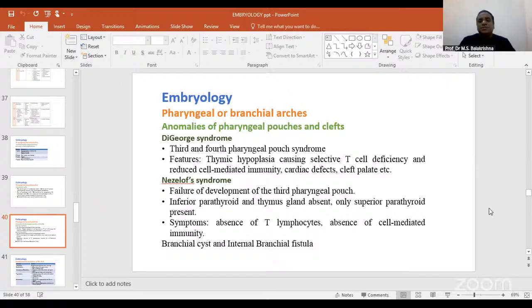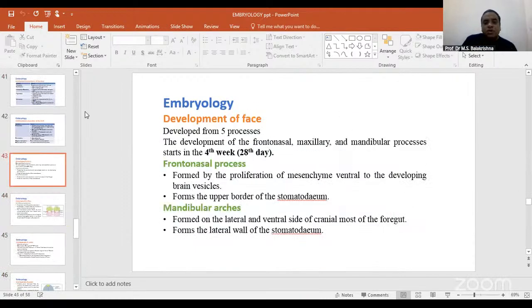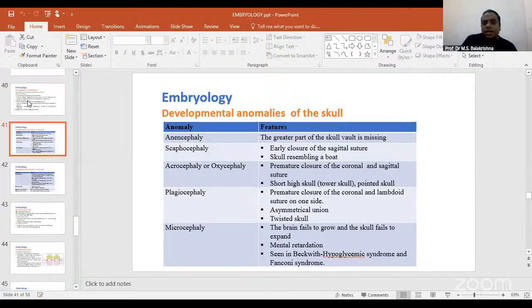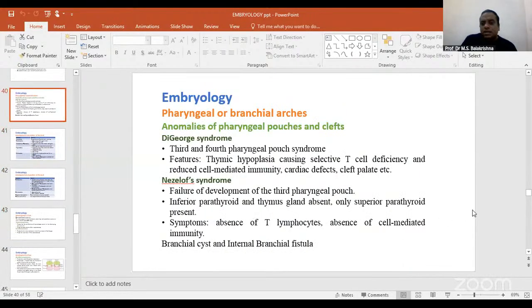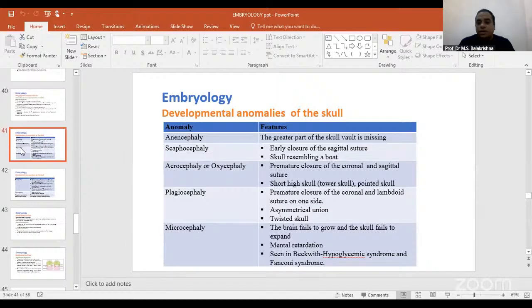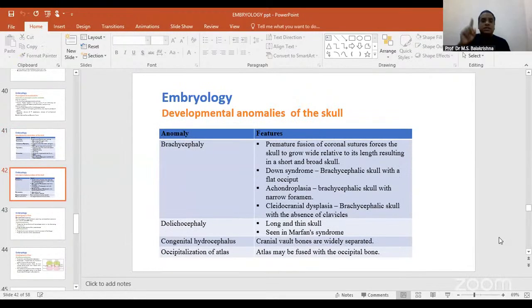So DiGeorge syndrome is the third and fourth pharyngeal pouch syndrome. What happens here? There is thymic hypoplasia, and then selective T cell deficiency will be there. And Nezelof syndrome is failure of development of the third pharyngeal pouch. So only the superior parathyroid will be present, the inferior parathyroid will not be there. Absence of T lymphocytes. So a branchial cyst and internal fistula can develop over here. So that is very important, you should know.